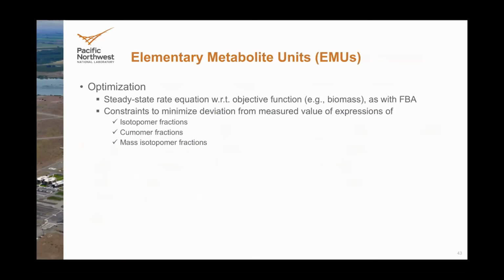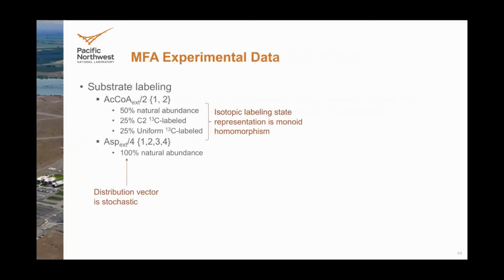So EMUs, just to recap here, we're still at quasi-steady state. We're still doing all of this with respect to an objective function, as we would have done with FBA, but we're now also adding constraints to minimize the error from our measured values against expressions of these combinatorial objects. So just to finish up the talk, now what we have is the experimental data.